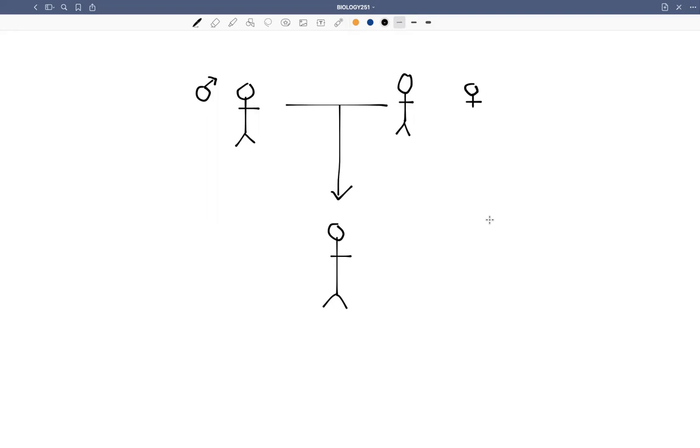But what is it that these individuals are contributing to that child? Well, they contribute some cells. So the male parent has a sperm cell, female parent has an egg cell. And before you were you as a recognizable person, you started off as a single cell.